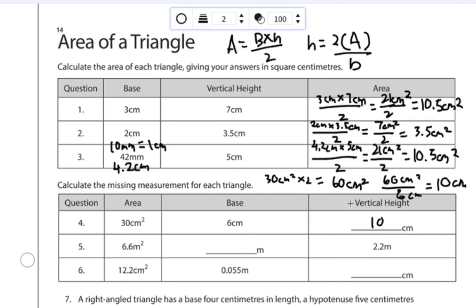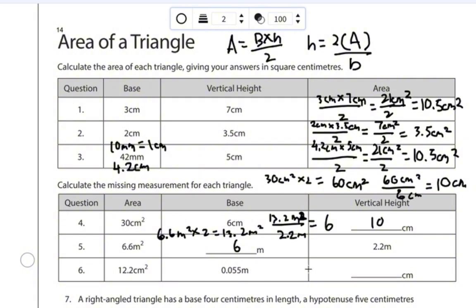For the second question, we will take 6.6 m square multiplied with 2, which we will get 13.2 m square, and 13.2 m square divided by 2.2 m would equal to 6. So our answer for question 5 is 6 m.